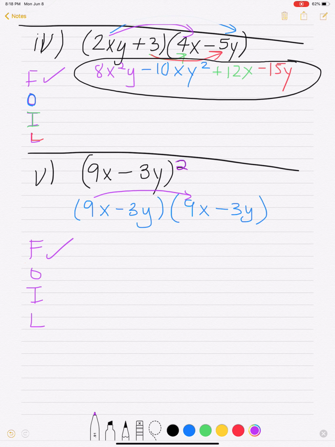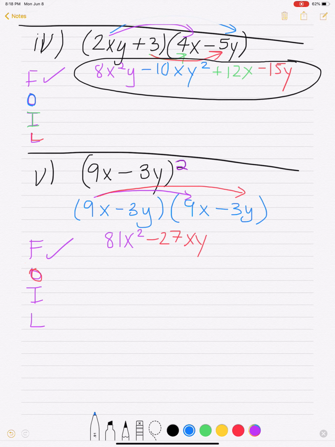9x times 9x is going to be what? Well, 9 times 9 is 81, and x times x is x squared. So we're going to have 81x squared. Then we're going to do the outer terms. 9x times negative 3y. So we're going to do 9 times negative 3 is negative 27, and x times y is xy. So 9x times negative 3y is negative 27xy.